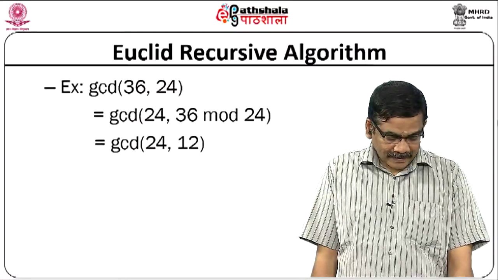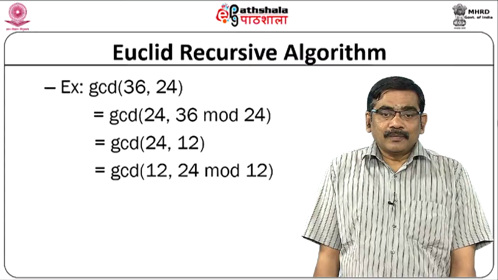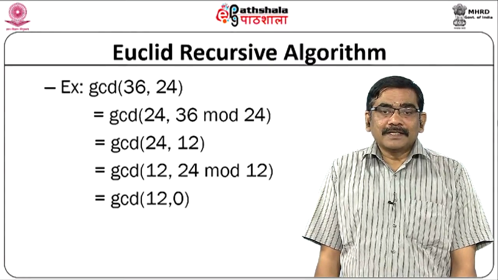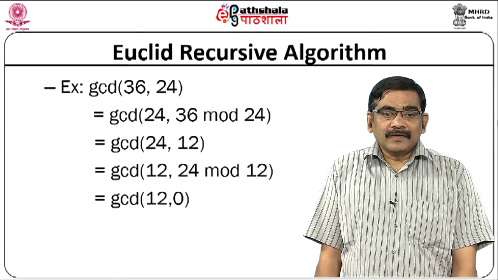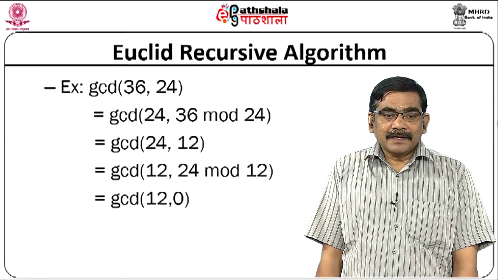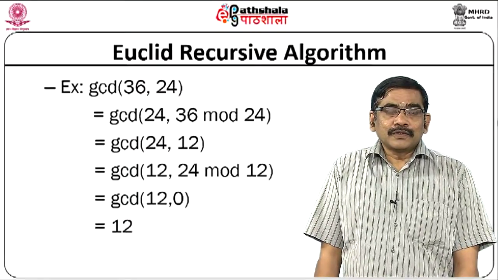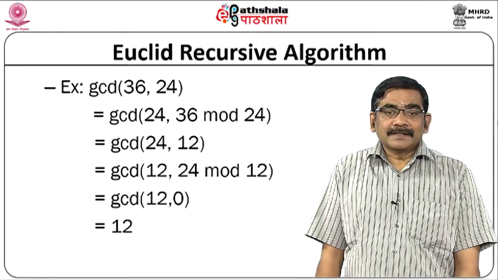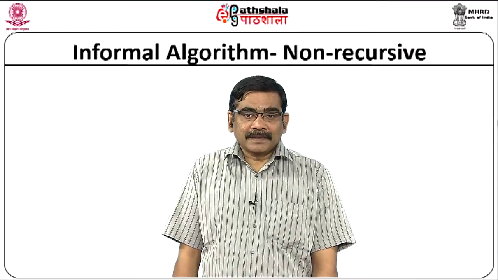Again, recursively this is GCD of 12 comma 24 mod 12. 24 mod 12 is going to be 0. So, it becomes GCD of 12 comma 0. The second number is 0, so you are going to return 12 as the result. So, you can see that the recursive form of the algorithm is as good as the original procedure.